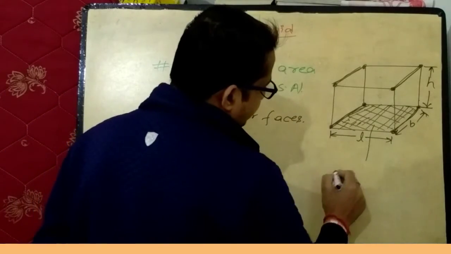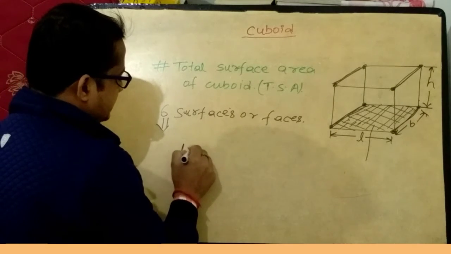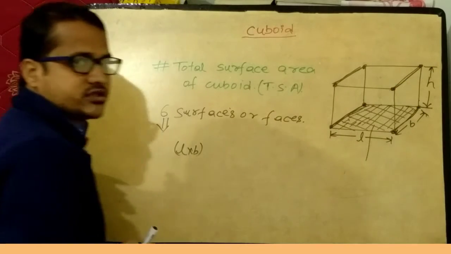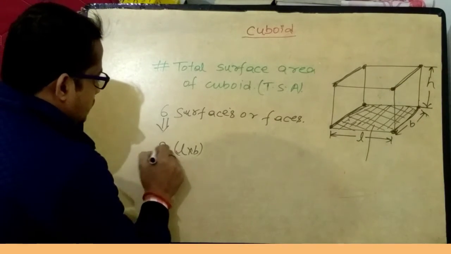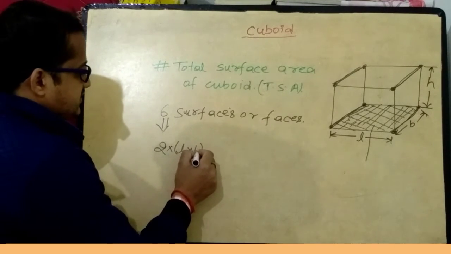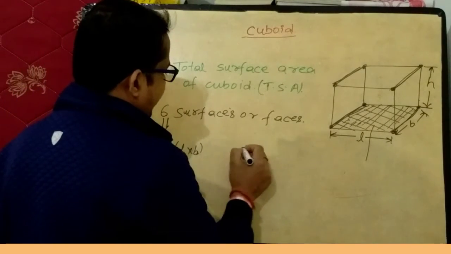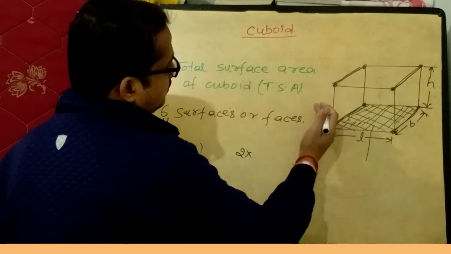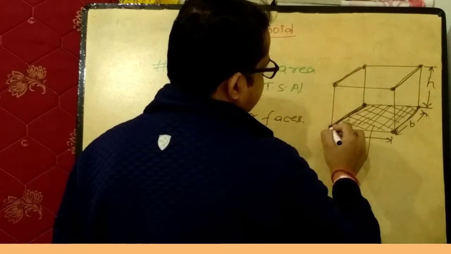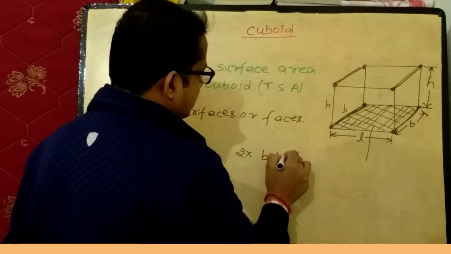Then this is the bottom portion, so this is in rectangular form and its area is L into B. This bottom portion and this top portion both are symmetrical to each other, so for bottom and top portion the total surface area is 2 into L into B. Now next is 2 into left portion and right portion. So what is the area of left portion? This is B, this is H, so B into H.